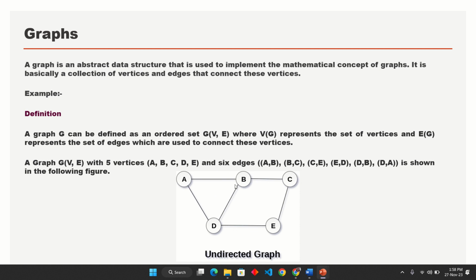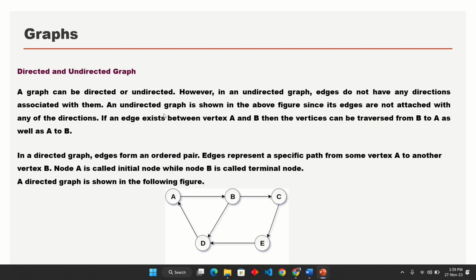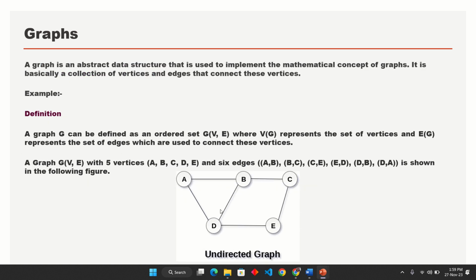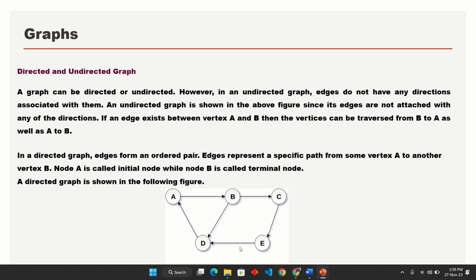The edges are A to B, which is one edge, B to C is another edge, C to E, E to D, D to B, and D to A. And this is an undirected graph. Why is this an undirected graph? Here we do not have any arrow. If an arrow is specified, then that is called a directed graph. So graphs are broadly classified into two types, directed graph and undirected graph. The earlier one we saw is called the undirected graph, and here is an example of a directed graph.